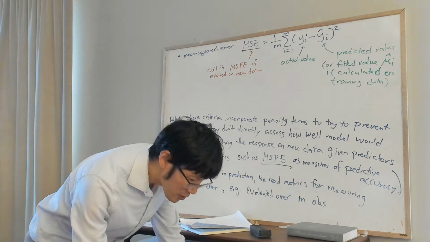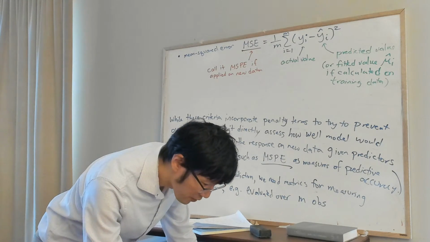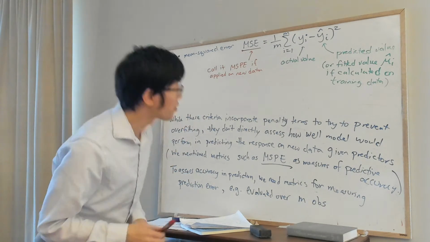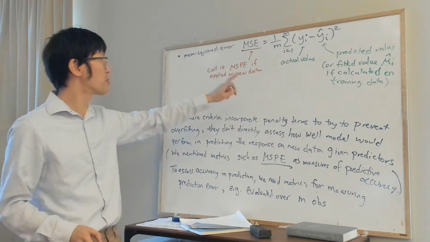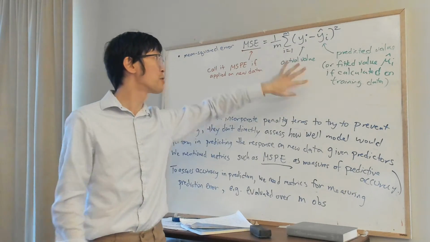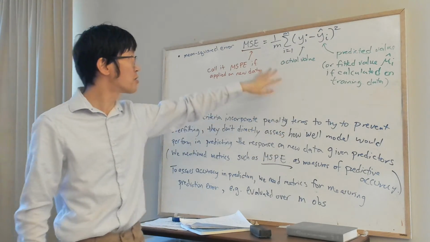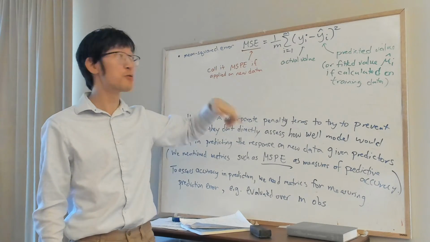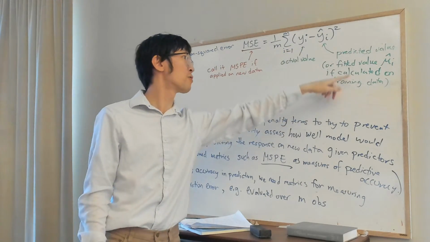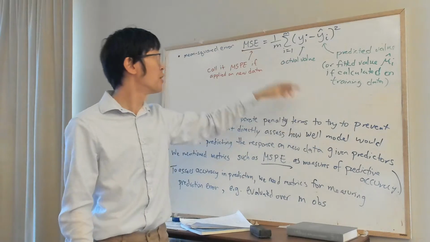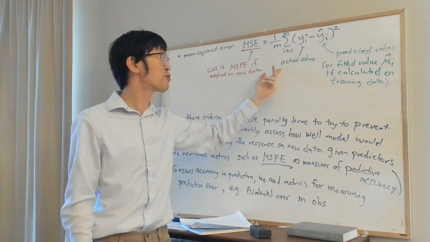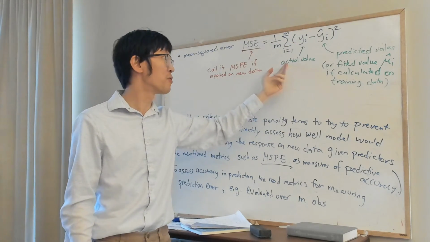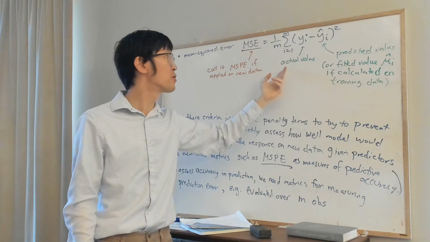So there's a question: are the yi's based on observed values which we use to create the model? Okay, so that's why we distinguish the cases. If we're calculating mean squared error on the data we use to fit the model, then these y hat i's are the fitted values, and the yi's are the actual values in our data set that we got to use to fit the model.